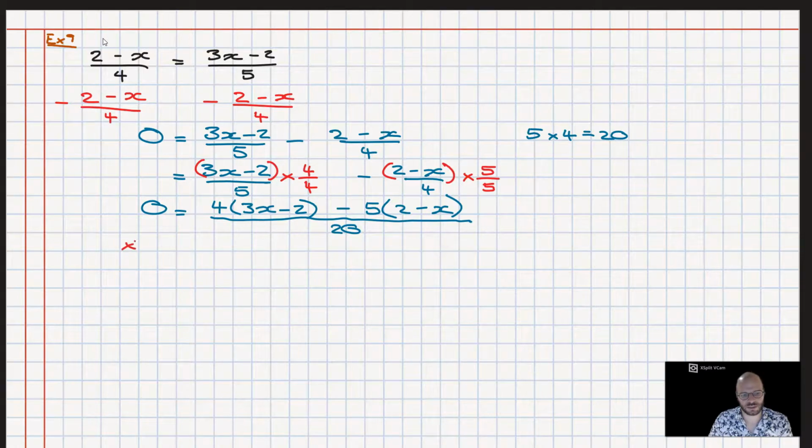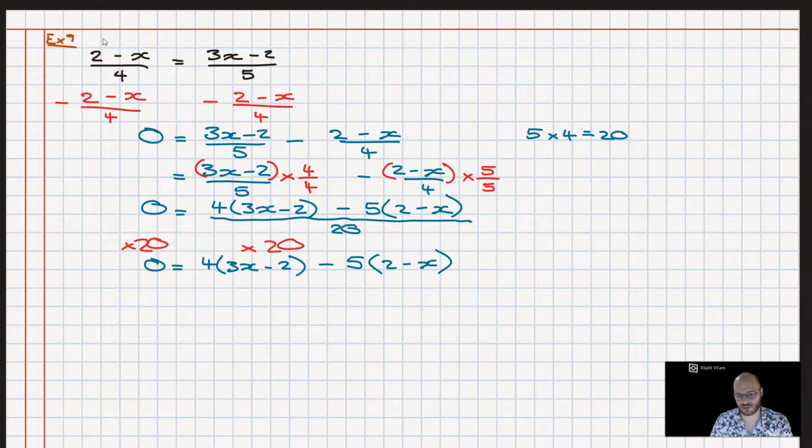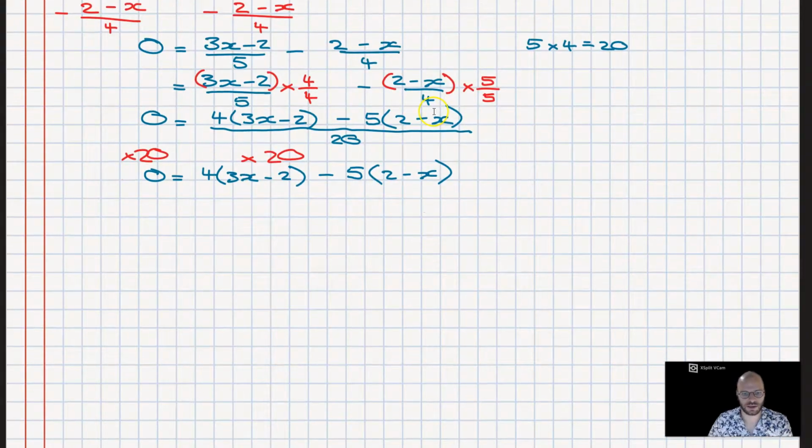Now we have 20 on the left, 20 on the right. We don't like fractions, so we multiply both sides of the equation by the denominator of the fraction, and that yields 0 on the left still. 4 times 3x minus 2 on the right, minus 5 times 2 minus x, like so. Next step, expand the brackets. So these guys here, they've got to open up.